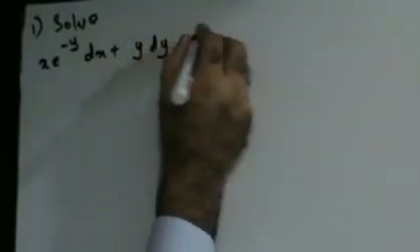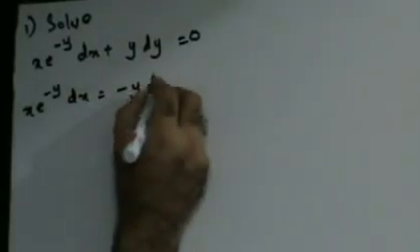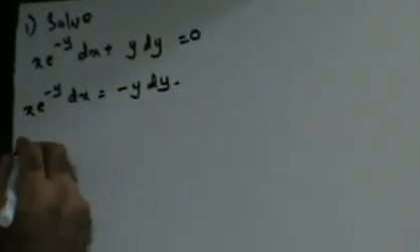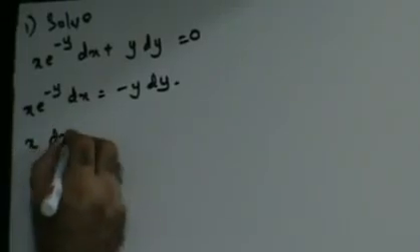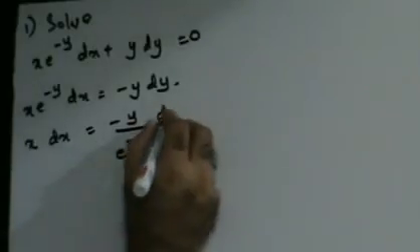Let's see the sum. x e raised to minus y dx plus y dy is 0. I have to form a differential equation. So I need to get x together, y together and integrate. So this is going to be x e raised to minus y dx is minus y dy. This can be written as x dx is equal to minus y upon e raised to minus y dy.